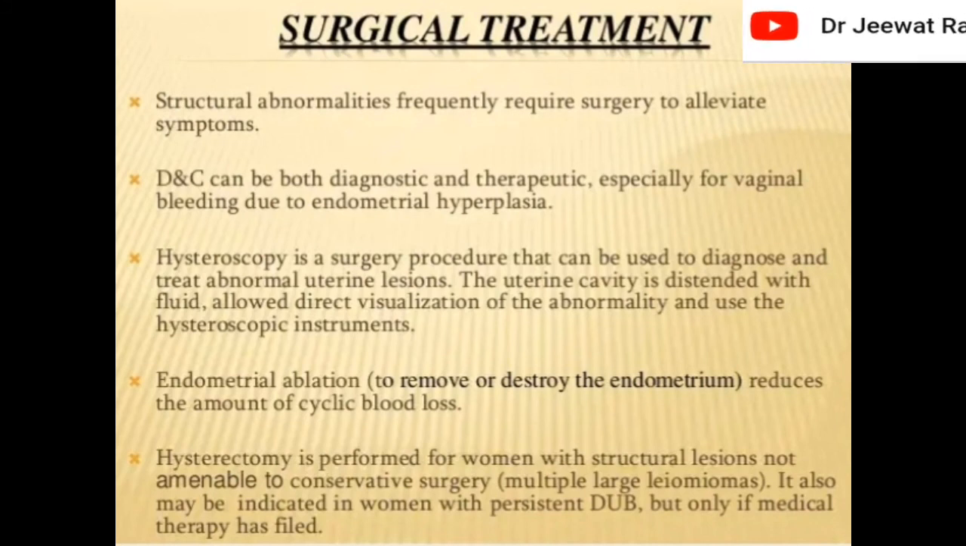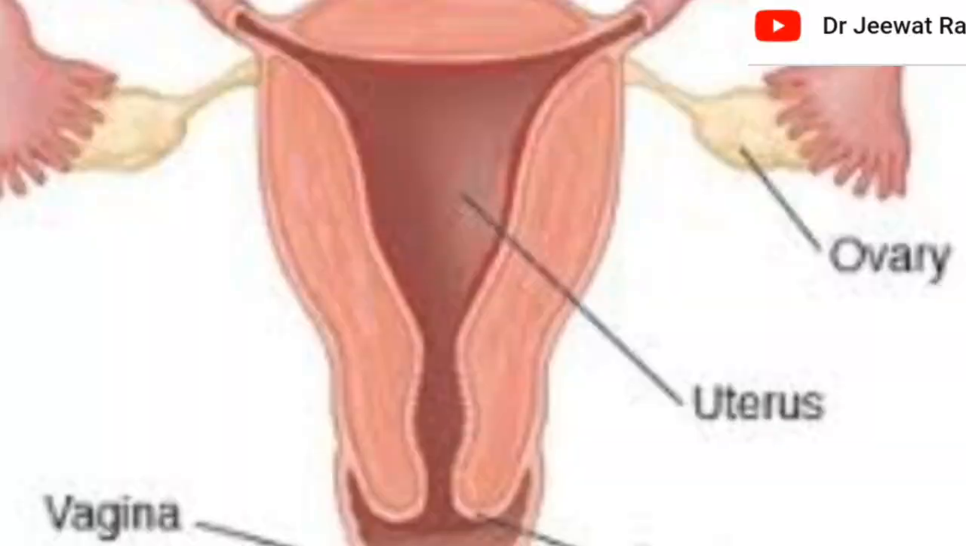Endometrial ablation, to remove or destroy the endometrium, reduces the amount of cyclic blood loss. Hysterectomy is performed for women with structural lesions not amenable to conservative surgery, such as multiple large leiomyomas. It also can be indicated in women with persistent dysfunctional uterine bleeding, but only if medical therapy has failed.